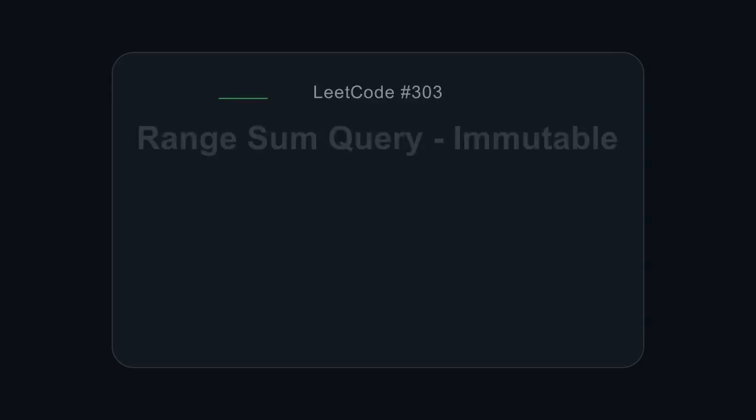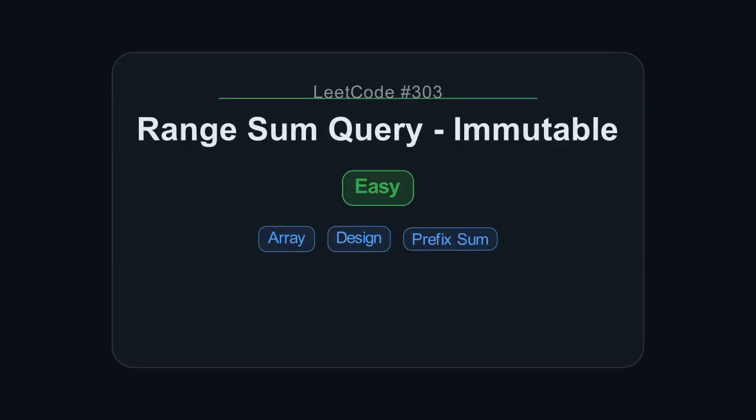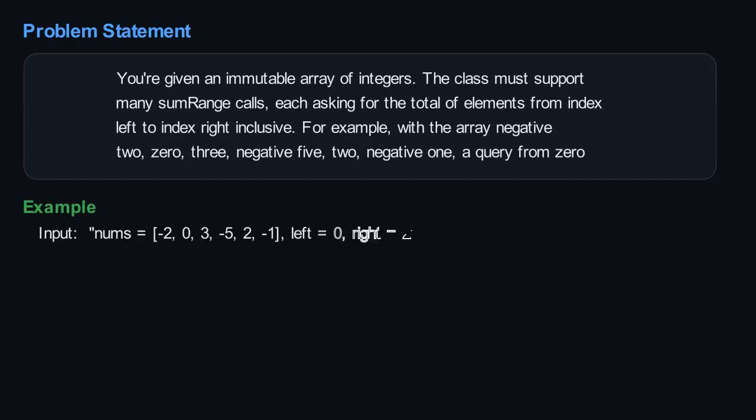Range sum queries look like they need a loop each time, but there's a prefix sum trick that turns every query into a single subtraction. You're given an immutable array of integers. The class must support many sumRange calls, each asking for the total of elements from index left to index right inclusive.